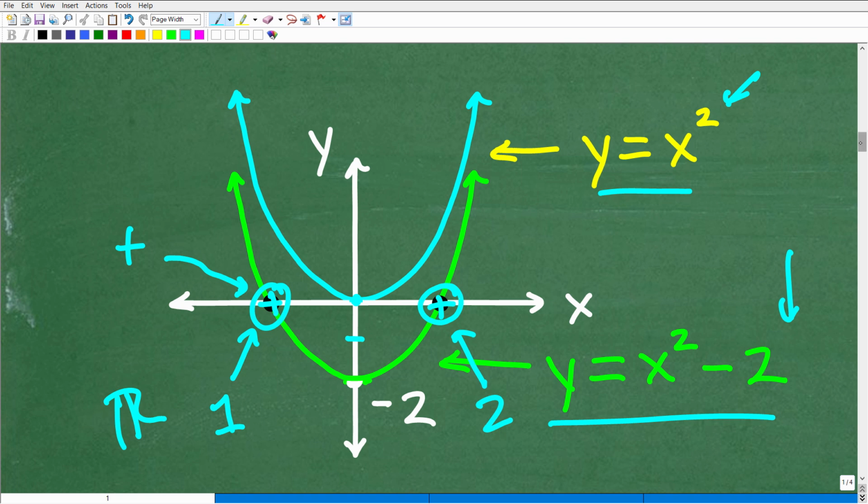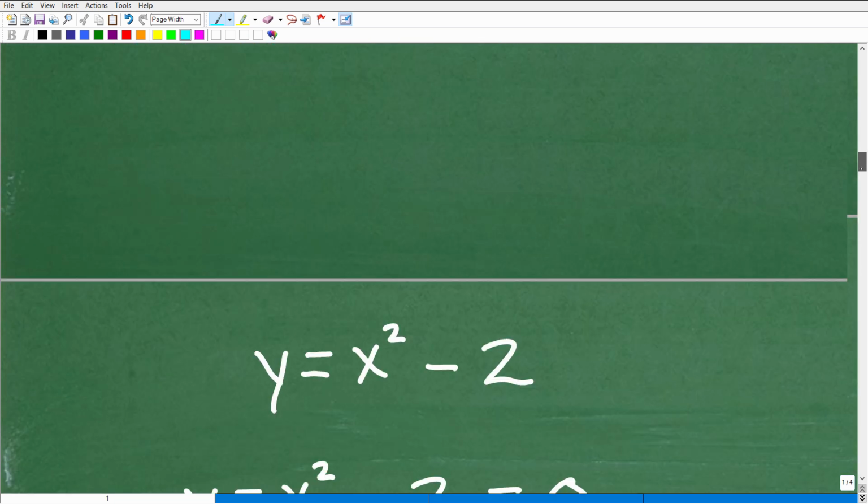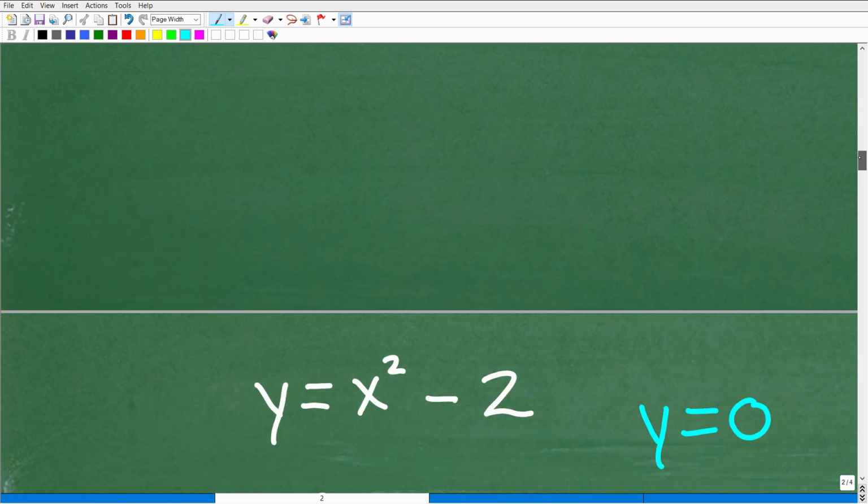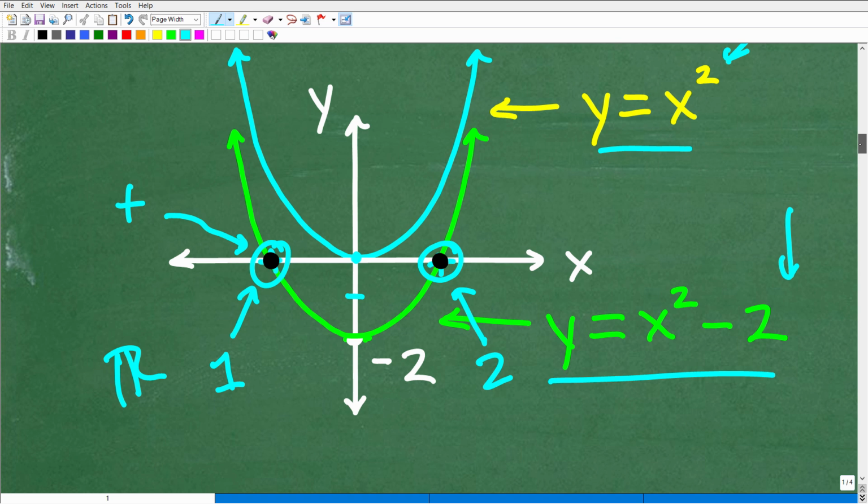But in this case, this is not that difficult to solve. So let's go and do that now. Here is our equation, y equals x squared minus 2. What we want to do is set this equal to 0. So what we're really doing here, we have y equals x squared minus 2, and we're going to set this equal to 0. We want to know where this graph is equal to 0, where y is equal to 0. Let's go over here and make sure we understand this.